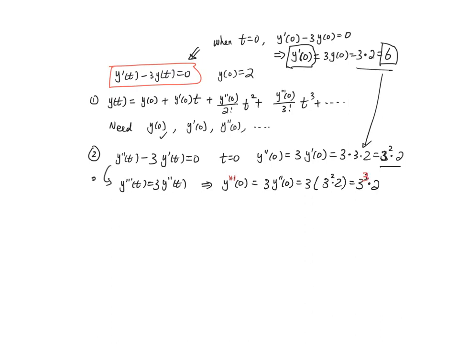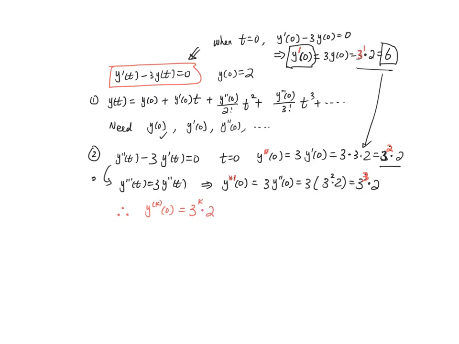When this is third derivative, this power is 3. When this is second derivative, this power is 2. When it's first derivative, its power is 1. So therefore, when you say y the kth derivative at 0, it's going to be 3 to the k times 2.